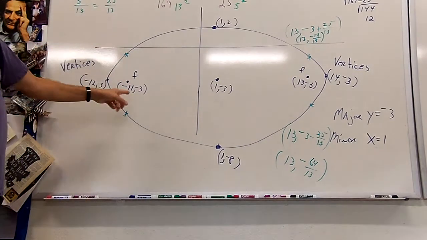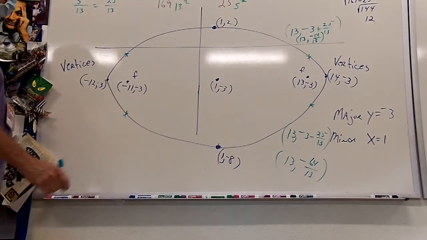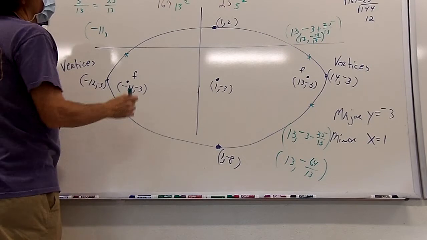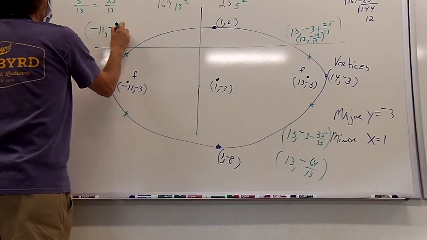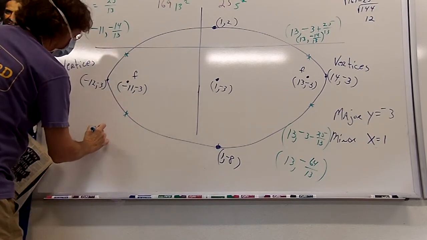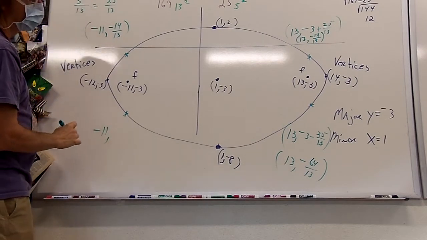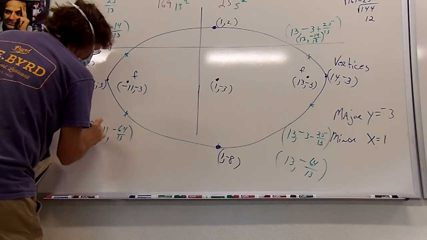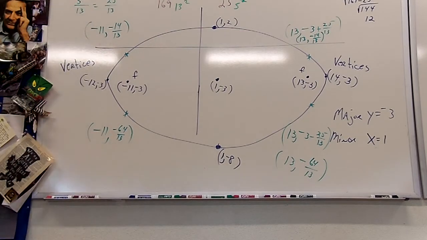What's the only thing different about these? The x values. So it's going to be negative 11, comma, negative 14 thirteenths, and negative 11, comma, negative 64 thirteenths. And those, folks, are your 4 lattice recti.